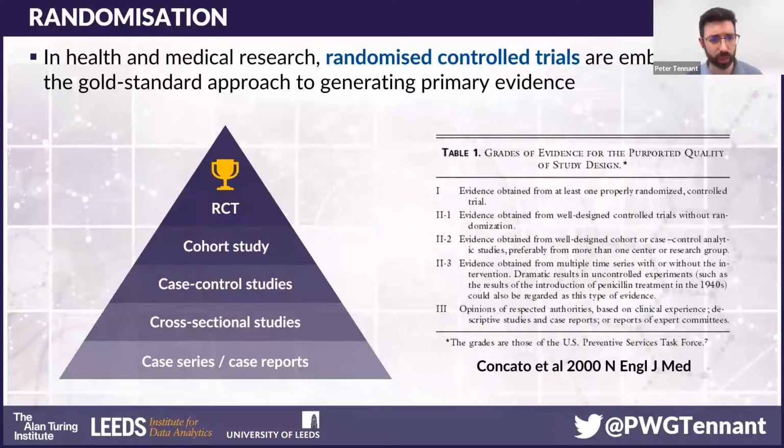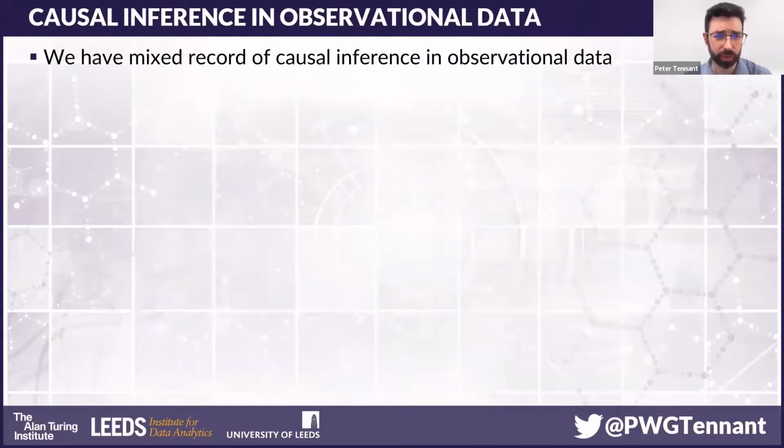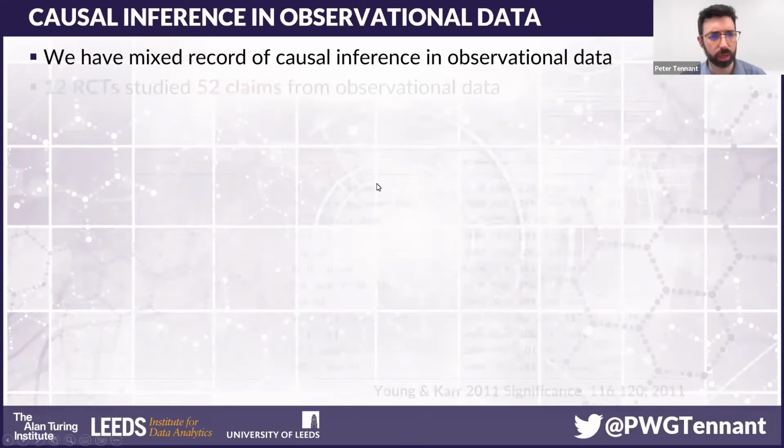That people are generally taught randomized controlled trials are the best thing, and then as you move away from that approach, you should be increasingly skeptical about the quality of the data and the validity of the results. Now, that's probably fair enough, to be quite honest, because when it comes to trying to answer causal questions in non-randomized data or in observational data in particular, we have somewhat of a mixed record as a scientific community.